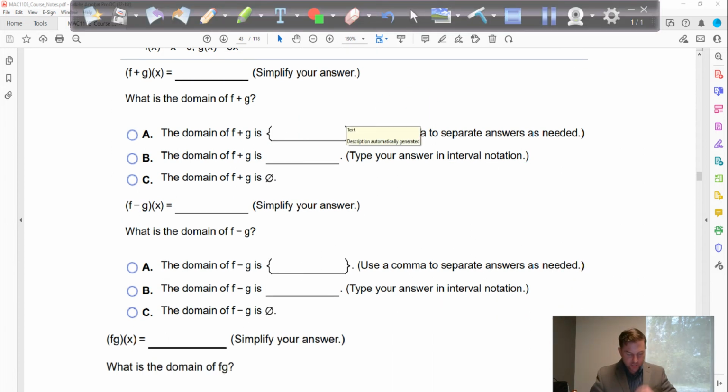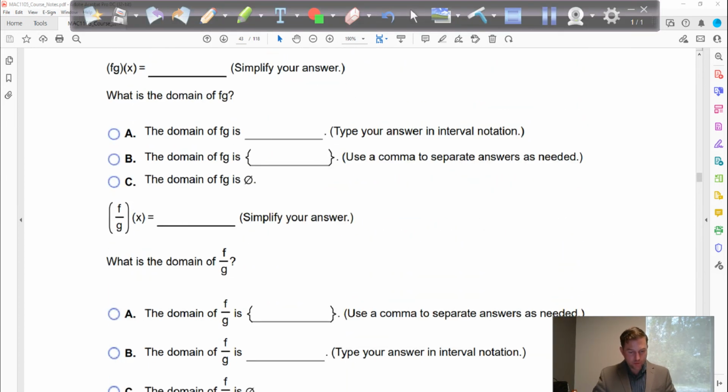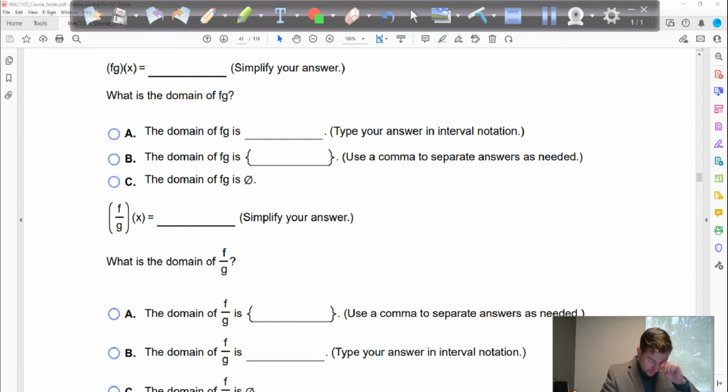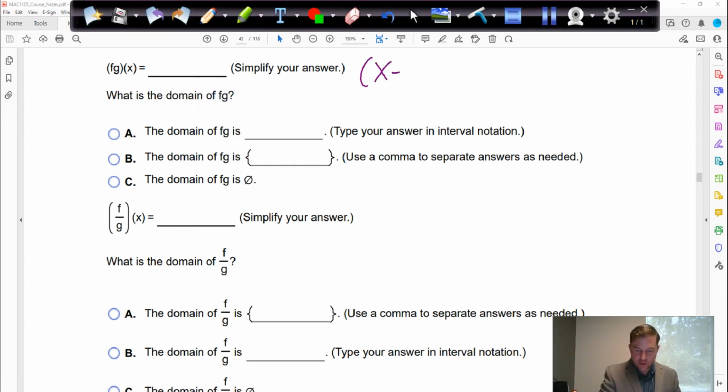Now the next part, so that's addition and subtraction. The next part gets a little more interesting. We have multiplication and division. So f was x minus 3, and g was 5x squared. And they want us to multiply. So we're doing multiplication here.